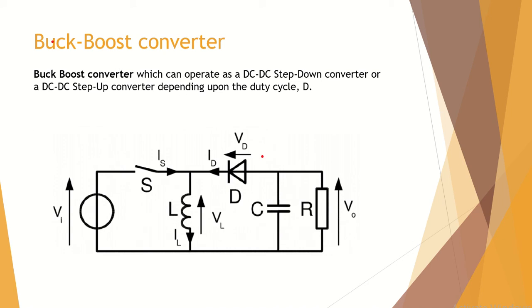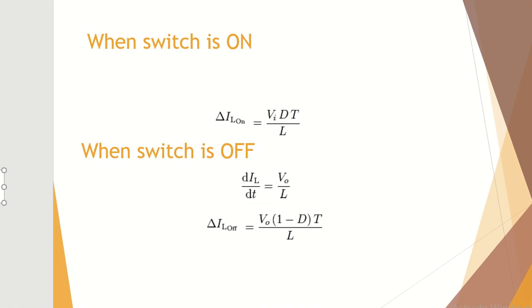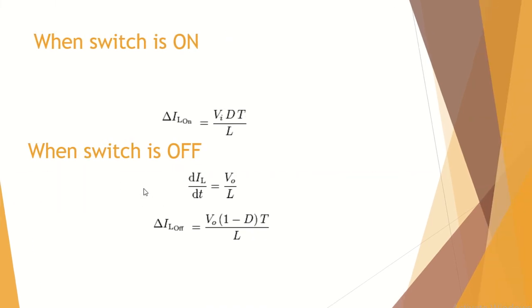So moving towards the mathematical part, when the switch is on, our inductor is being charged. Do you know how this formula has been derived? Simply, D T is the on period, that is the duty cycle times the time period, and V input is the input voltage. When the switch is off, the inductor is being discharged, and the input voltage is equal to the output voltage.